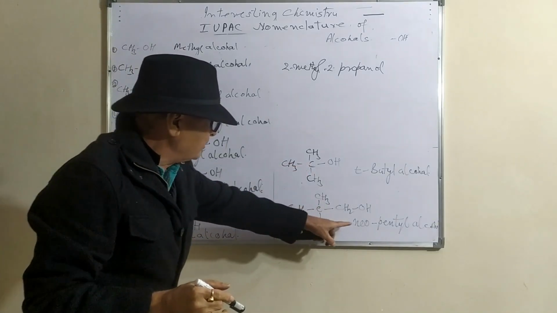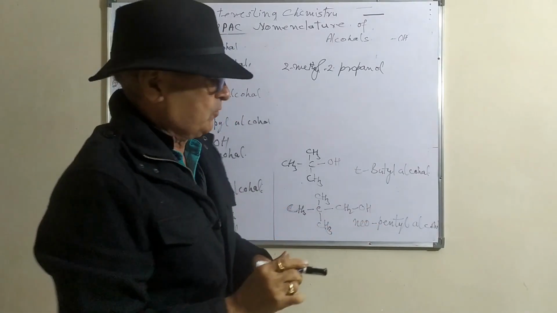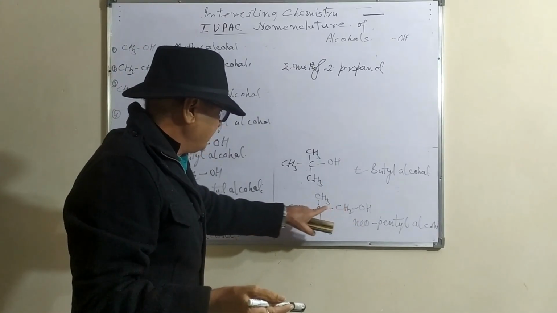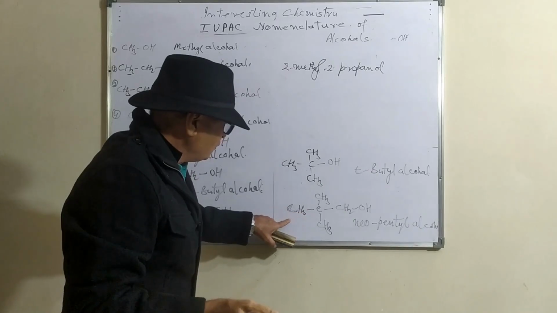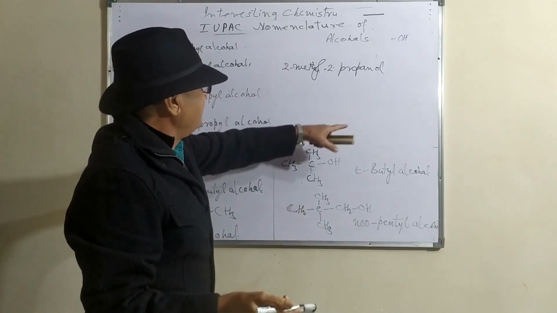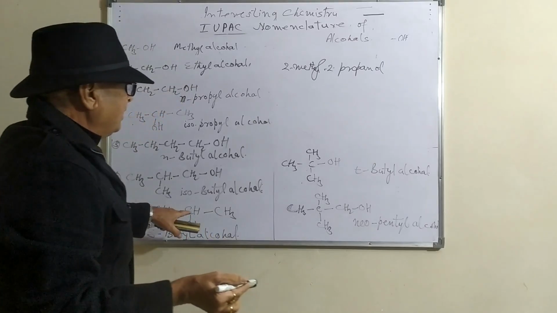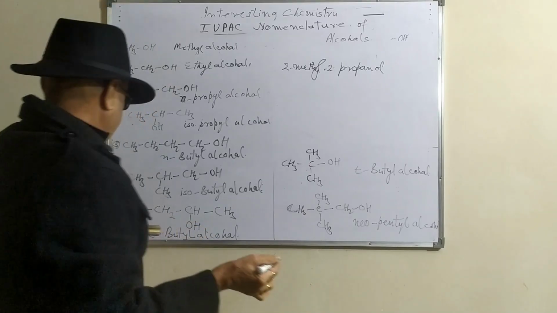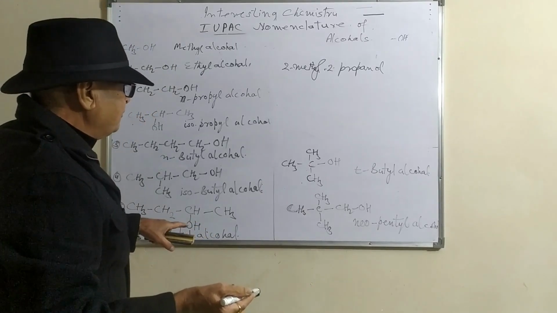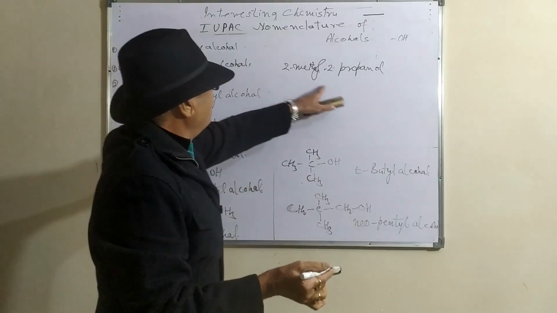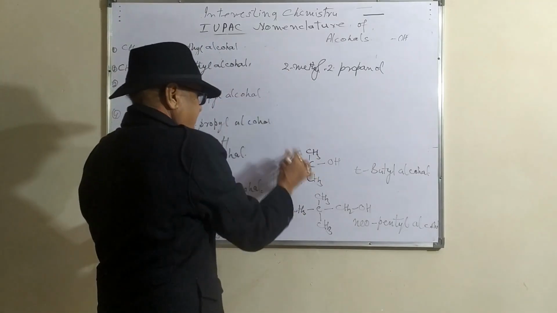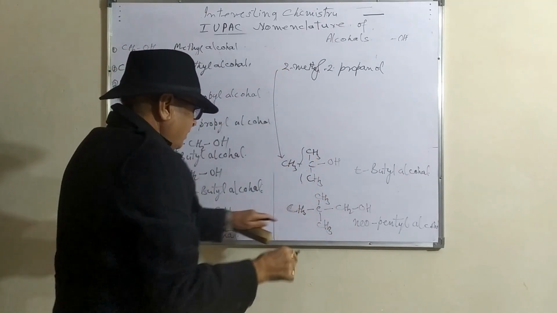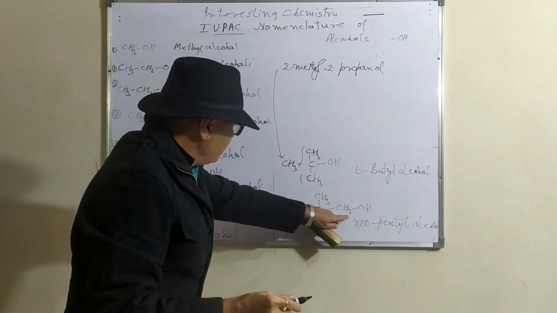Now come to the fourth. This is neopentyl alcohol. This is also a primary alcohol. The name of this compound will be 1, 2, 3. So this is also a propanol. Which one? 2-methyl. This one is 2-methyl 2-propanol. The name of this compound I was confused about. This is 2-methyl 2-propanol.